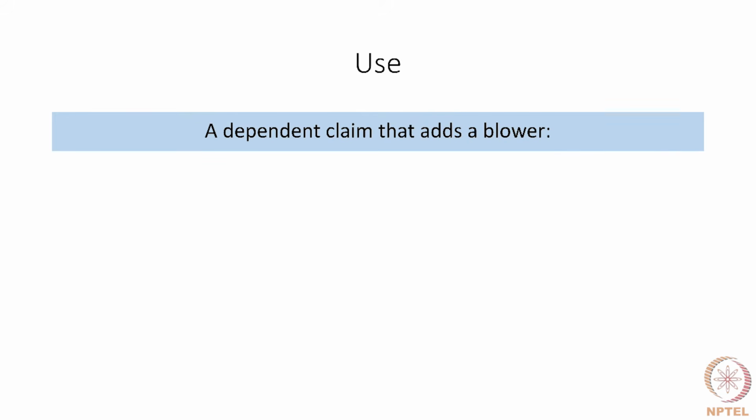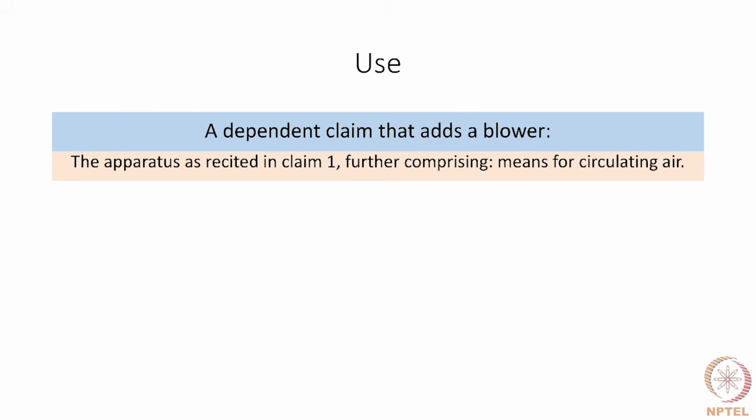Now let's look at the use of a dependent claim. A dependent claim that adds a blower: an apparatus as recited in claim 1, further comprising means for circulating air. Now that's one of the uses for which you can put a blower to use. So it's a function defined by the means language.